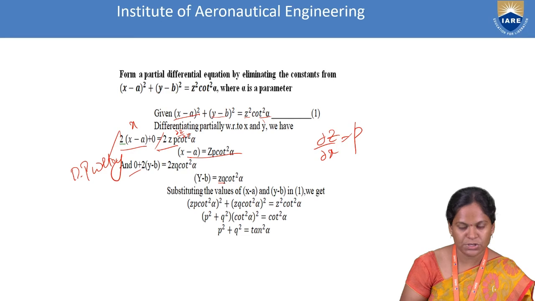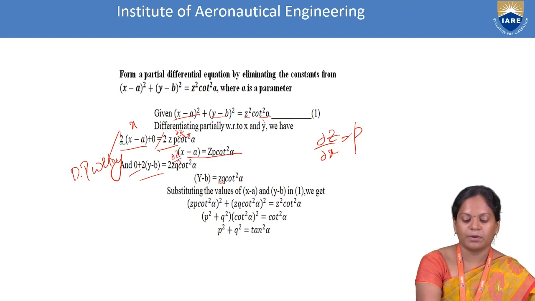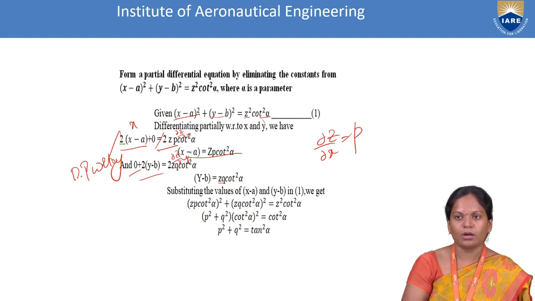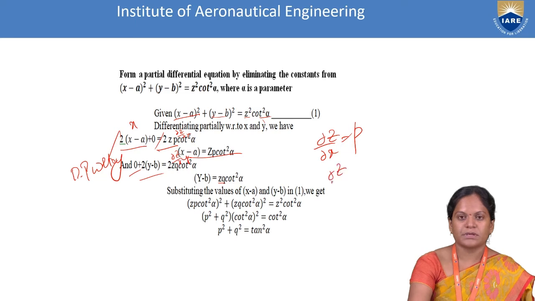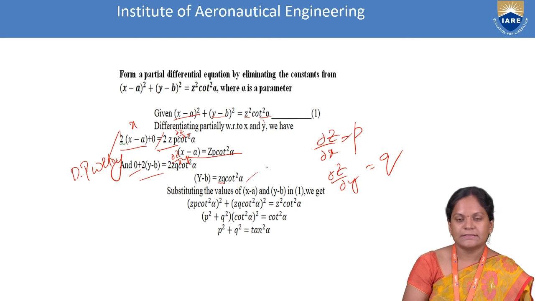Constant derivative becomes 0. So 2 into y minus b equal to, again we have to take differentiation with respect to z also. z square becomes 2z, and again z derivative is dou z by dou y. Dou z by dou y we already know is q. So into cot square alpha, that is a constant, I am writing as it is. So y minus b equal to zq into cot square alpha.